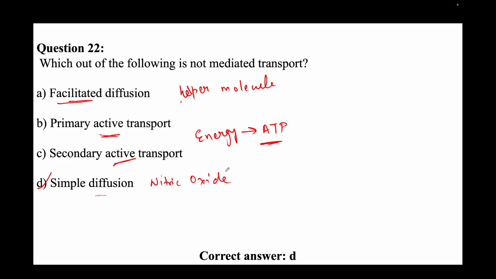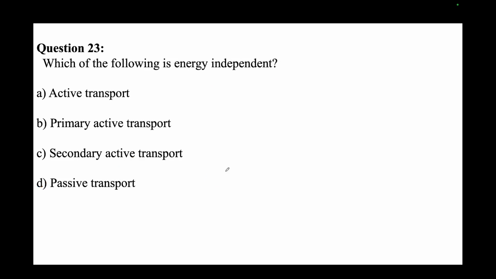Okay, this is clear. Next question is, which of the following is energy independent? Now I've told you again, active transport, primary active transport, secondary active transport, and passive transport. Which of the following is energy independent? Independent means does not require energy. So I've told you active transport requires energy in the form of ATP.